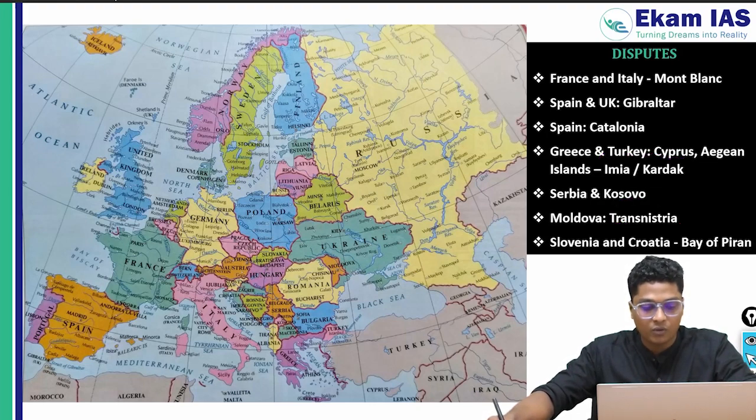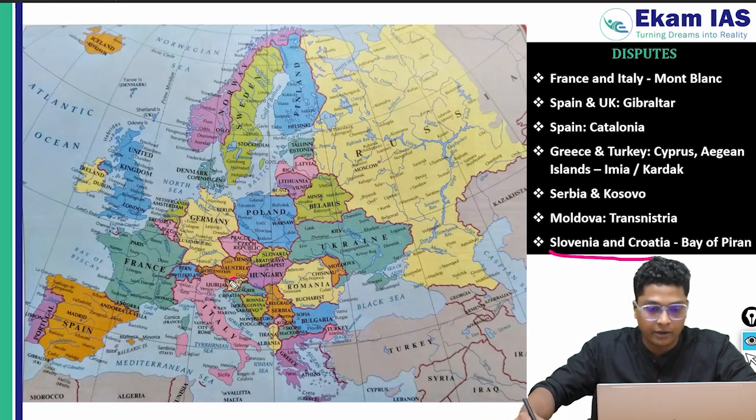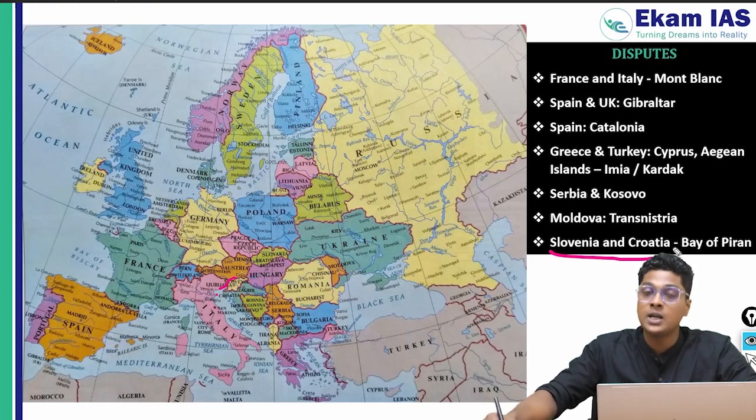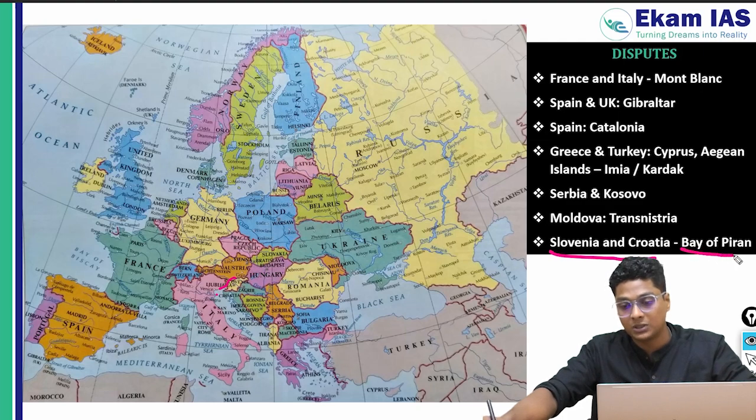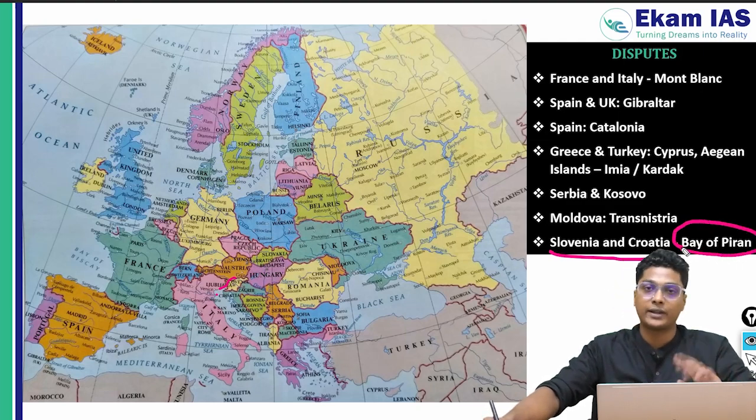The next one is Slovenia and Croatia. Where is Slovenia located? Here, bordering the Adriatic Sea. Below that we have Croatia, and they have a dispute based on the Bay of Piran. So remember this Bay of Piran also, which is located here.